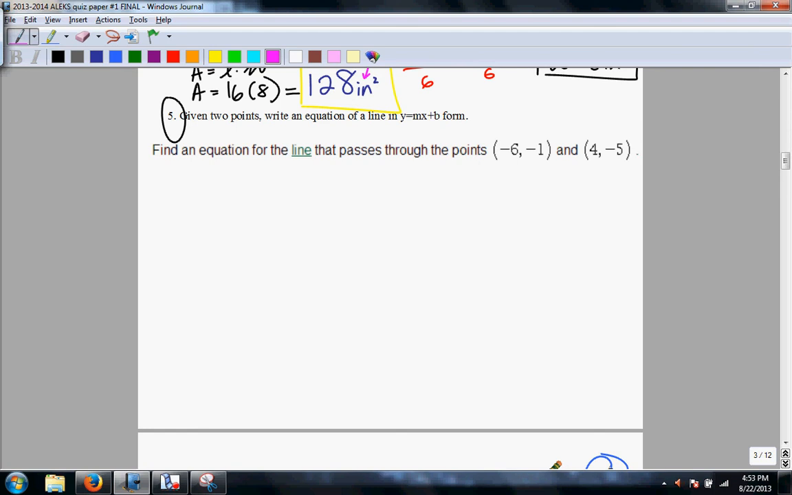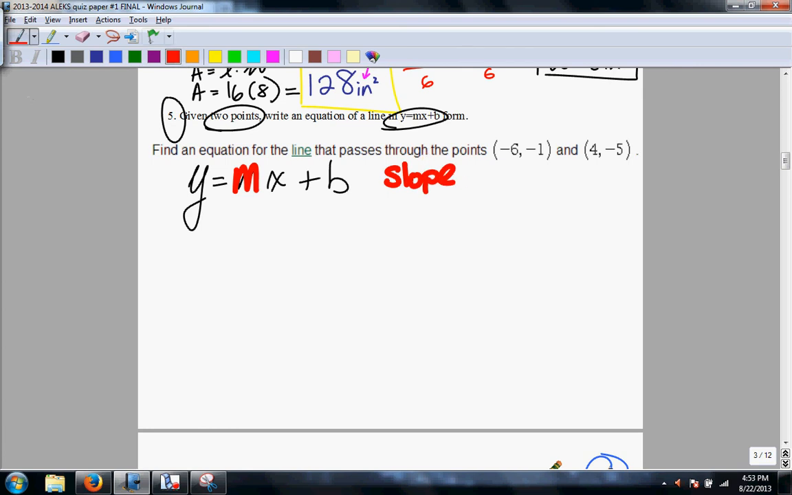Okay, problem number 5. It says, given 2 points, write an equation of a line in y equals mx plus b form. Okay, so let's write out the equation. Y equals mx plus b. Now there's only 2 things you need. You need an m, which is slope, and you need a b, which is the y-intercept.